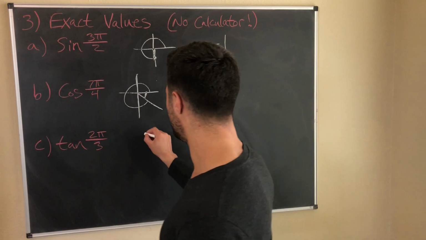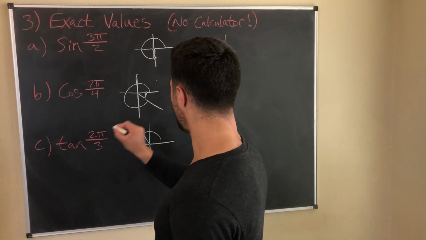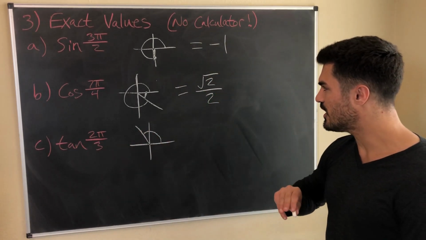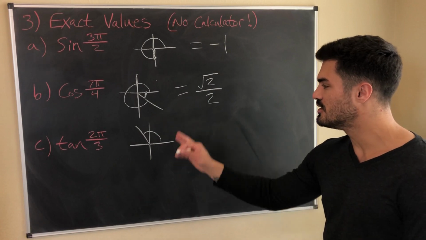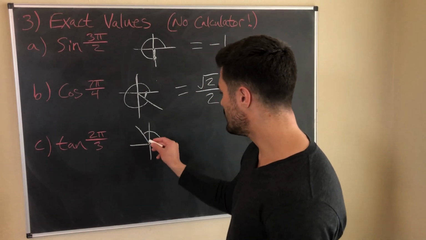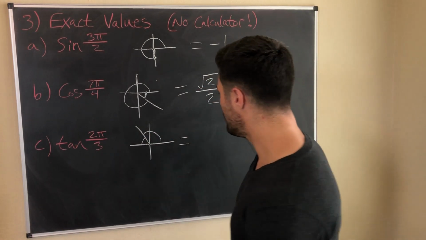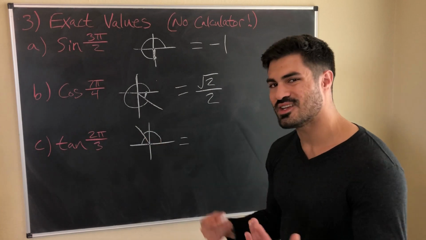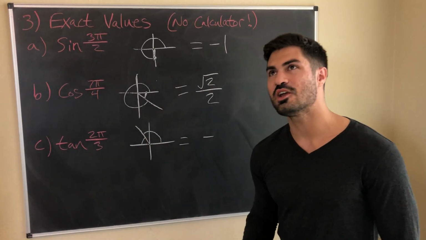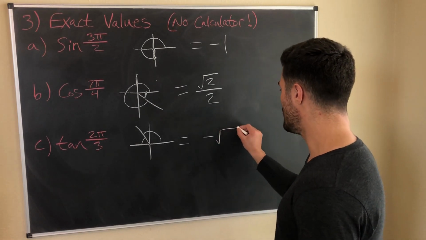Tangent of 2 pi over 3. I can draw that for sure. 2 pi over 3, I think it's going to be right about there, in the 2nd quadrant. We're dealing with tangent, so whatever our answer is, it's going to be negative, because we're in the 2nd quadrant. Our reference angle is pi over 3. So I know that since it's negative and we have a reference angle of pi over 3, tangent of pi over 3 is √3. So it's going to be -√3.